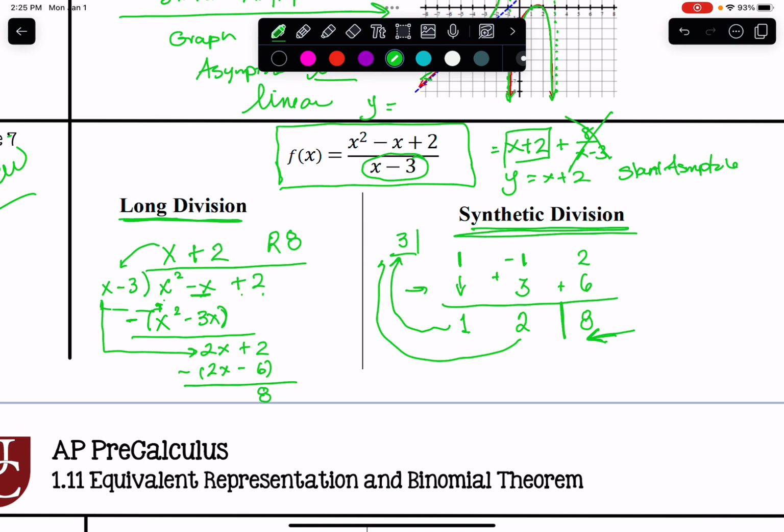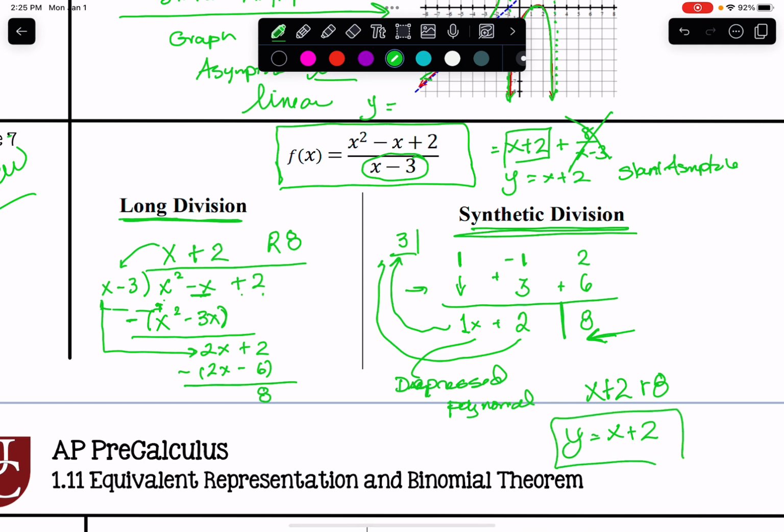And this is called the depressed polynomial, D-E-P-R-E-S-S-E-D. And so it's just one term less. It was an x squared, so it becomes 1x plus 2. So x plus 2, remainder 8, and we got the same thing. So y equals x plus 2 is our slant asymptote. Now, you don't have to find the remainder the minute you find the part that's not the remainder. You can go ahead and write your slant asymptote equation.